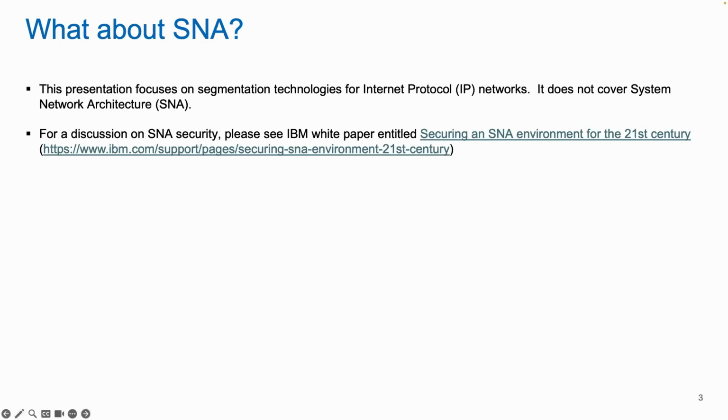This specific presentation is focused solely on the TCP/IP side of things. With Communication Server, we have two different protocol stacks: the TCP/IP protocol stack and the SNA or VTAM stack. We're not going to have any topic discussion here on the SNA side, but we wanted to at least point you to a white paper where we do talk about how you can secure your SNA environment. This is solely on the TCP/IP side.